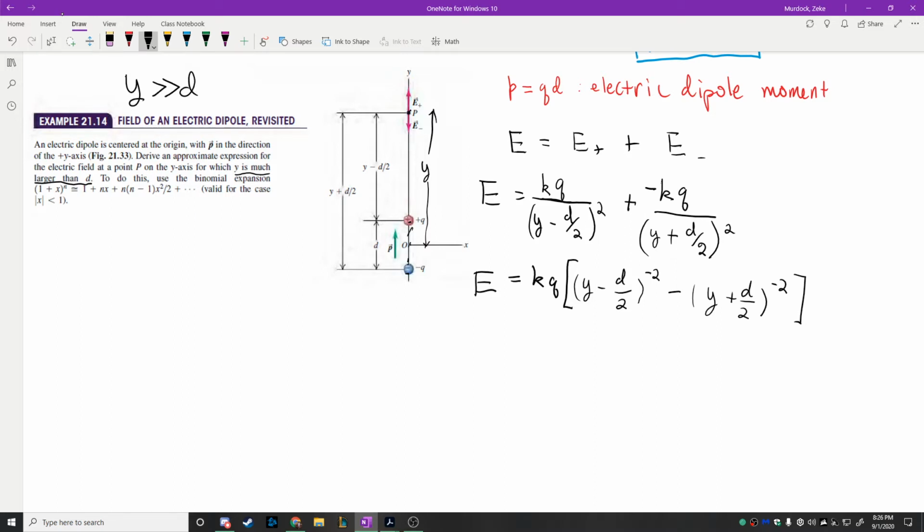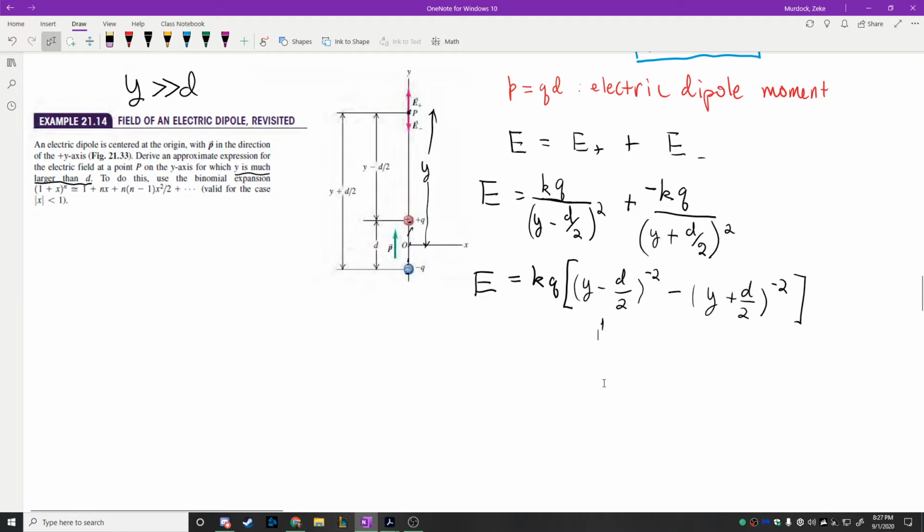Now, in this problem, if we do something similar to what we did in the last two problems, we're going to run into an issue. For example, if I simply say y is much bigger than D, therefore this thing goes to y to the negative 2. This thing would go to the same thing, right? Because if I just say y is a lot bigger than D over 2, I would get 0 as my answer. And that is not what we want. We want to get an answer that doesn't have 0 in it.